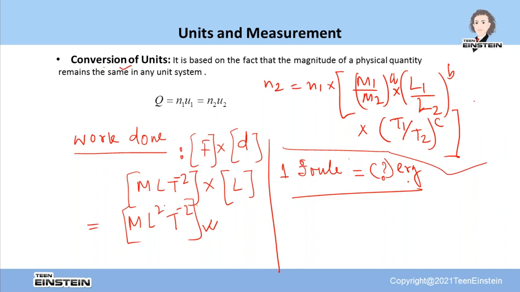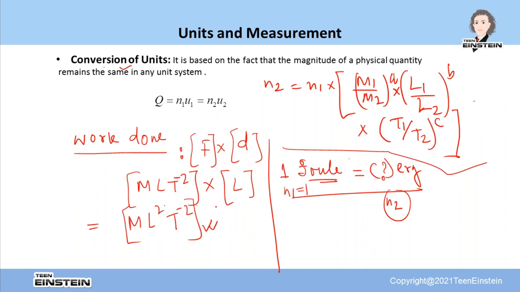When you are asked to do this, you have to recognize which one is M1, L1, and T1, and which one is M2, L2, and T2. This is what I have to calculate. So let us take this n2 factor. I have to calculate n2. I know n1 is 1.